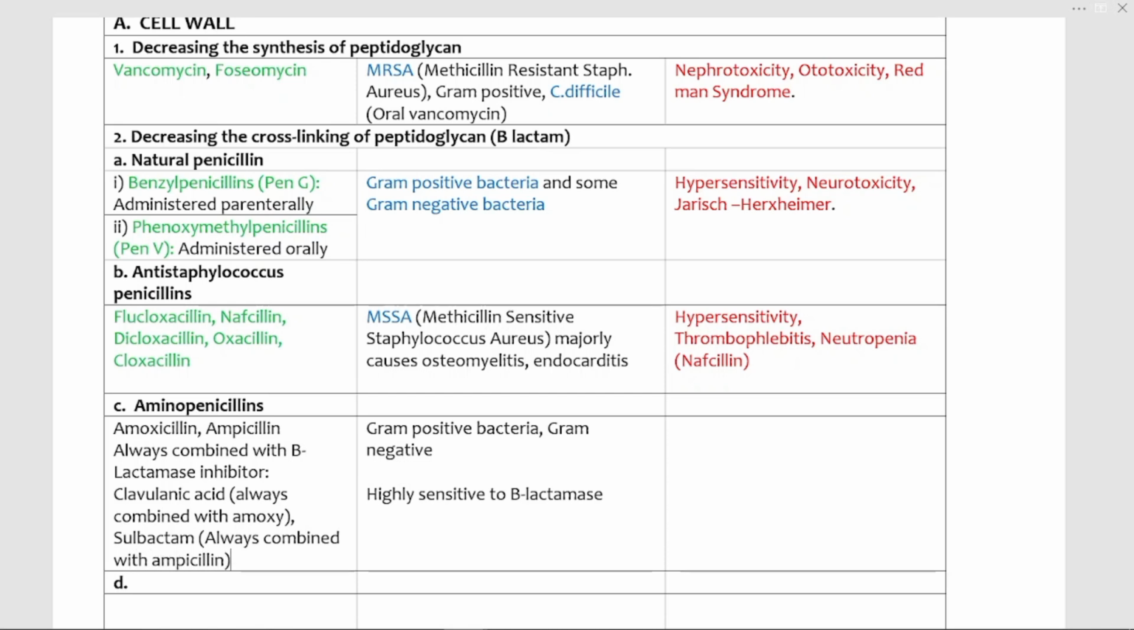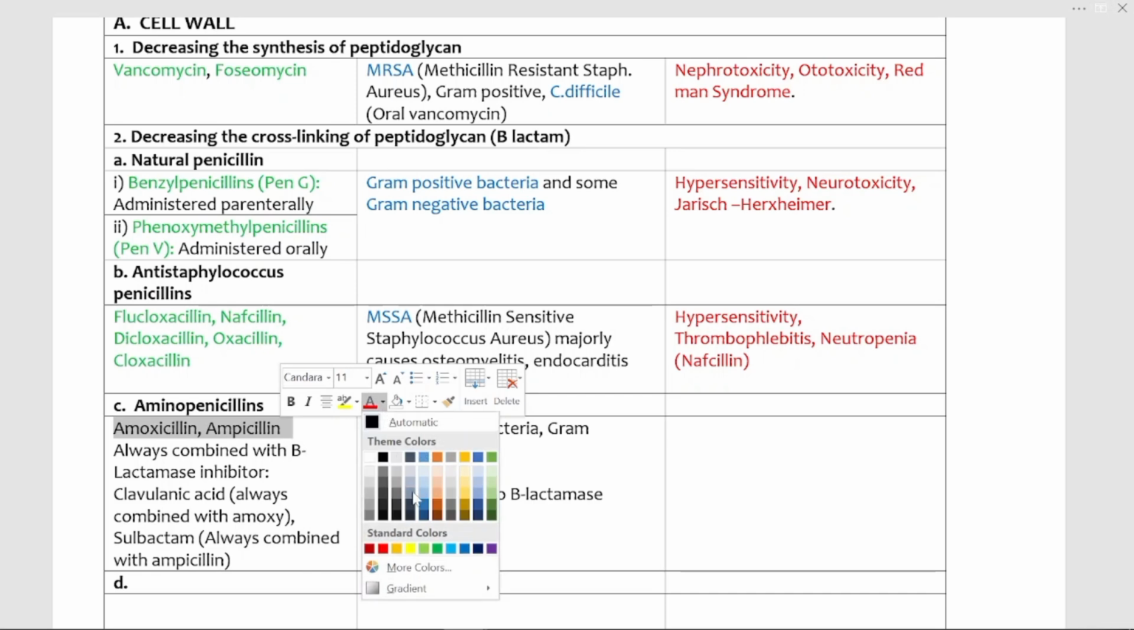So when it comes to these drugs, number one, this classification, we have the amoxicillin and the ampicillin. These drugs are good against gram-positive and gram-negative bacteria, but they're extremely sensitive to beta-lactamase. So we always combine them with beta-lactamase inhibitors, that's the clavulanic acid and the sulbactam. The clavulanic acid we always combine with the amoxicillin to form amoxiclav or the Augmentin. The sulbactam we always combine with ampicillin to form the Unasyn. I hope that message is taken home. So those are the two major drugs that fall under this category.